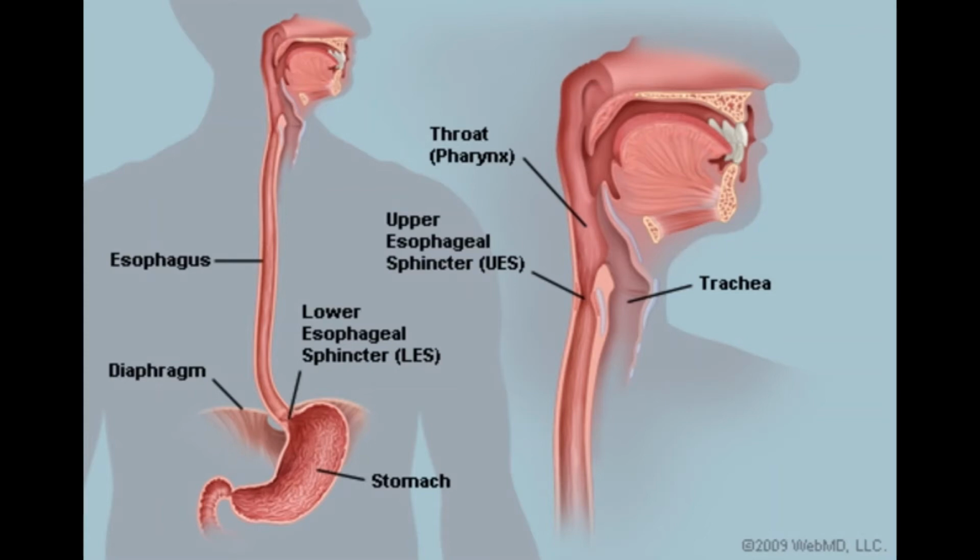During this process, the uvula closes off the nasal pharynx, the epiglottis blocks off the trachea, and the upper esophageal sphincter opens, allowing food to enter the esophagus. Muscles in the pharynx contract and push food down into the esophagus. This is the start of peristalsis.